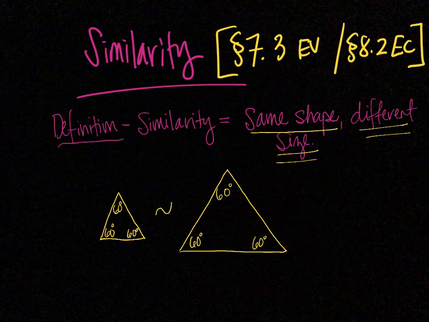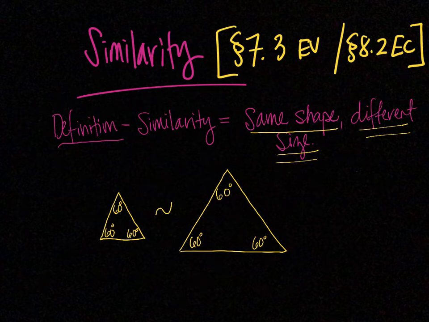We use this little tilde for a similarity symbol. So it's like congruent, but it doesn't have the equal sign, because congruent means same size and same shape. This is just same shape, different size. So generally speaking, that's the definition of similarity.